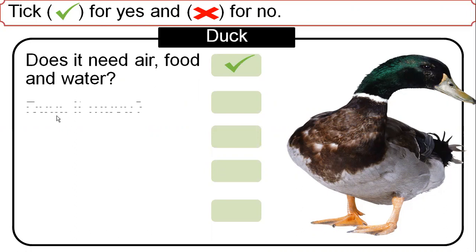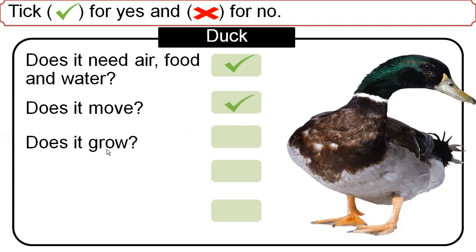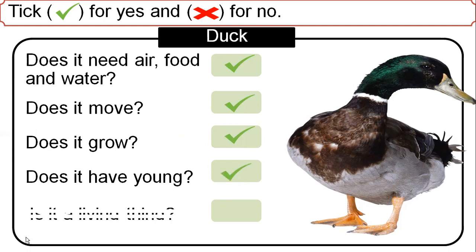Yes. Does it move? Yes. Does it grow? Yes. Does it have young? Yes. Is it a living thing? Yes.